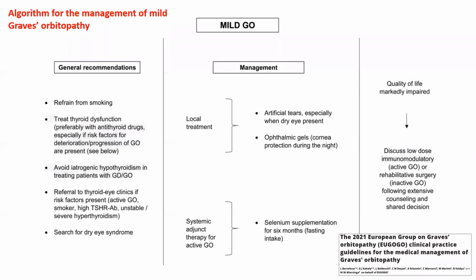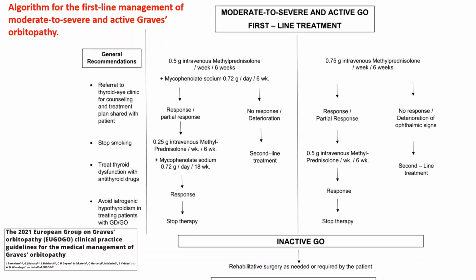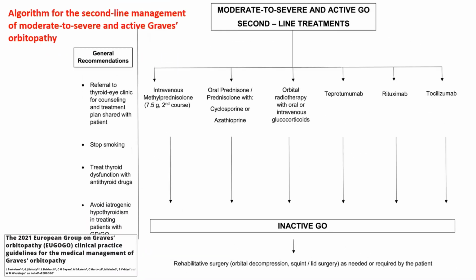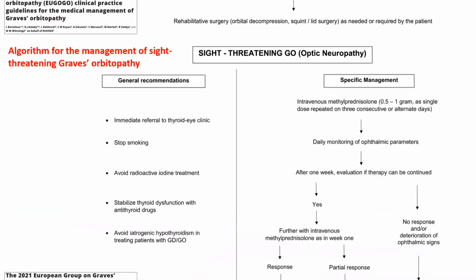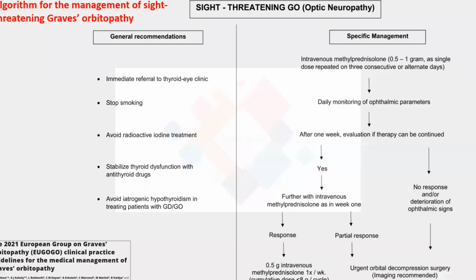So how to manage mild Graves' orbitopathy and how to manage moderate to severe and active Graves' orbitopathy: first line treatment is intravenous methylprednisolone, where each dosage is important, and the second line may be oral prednisolone with cyclosporine or azathioprine. Orbital radiotherapy is a second line treatment, and teprotumumab or rituximab. And this is how to treat sight-threatening Graves' orbitopathy: intravenous glucocorticoid, and second, if no response, orbital decompression surgery.